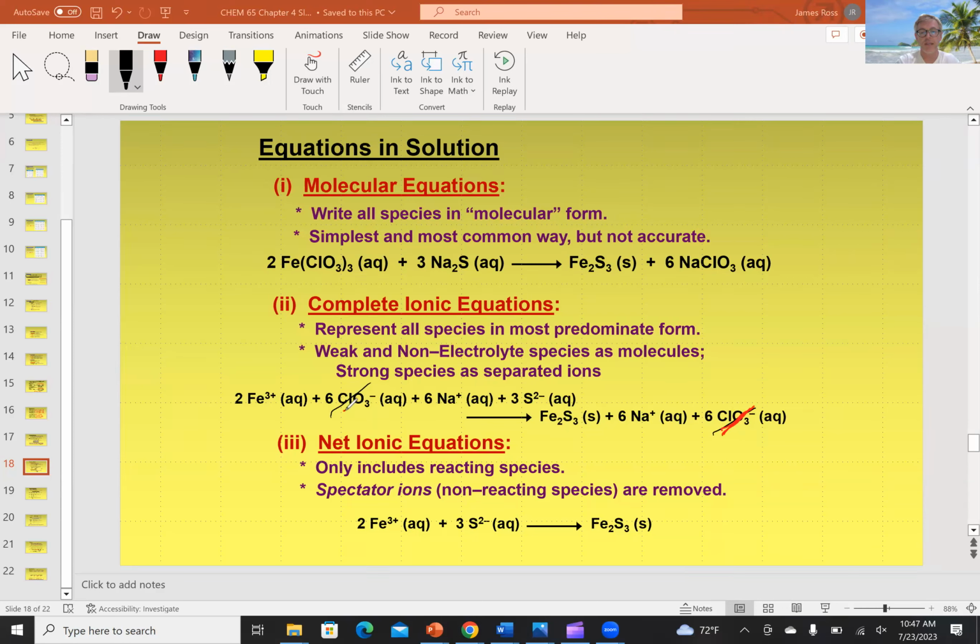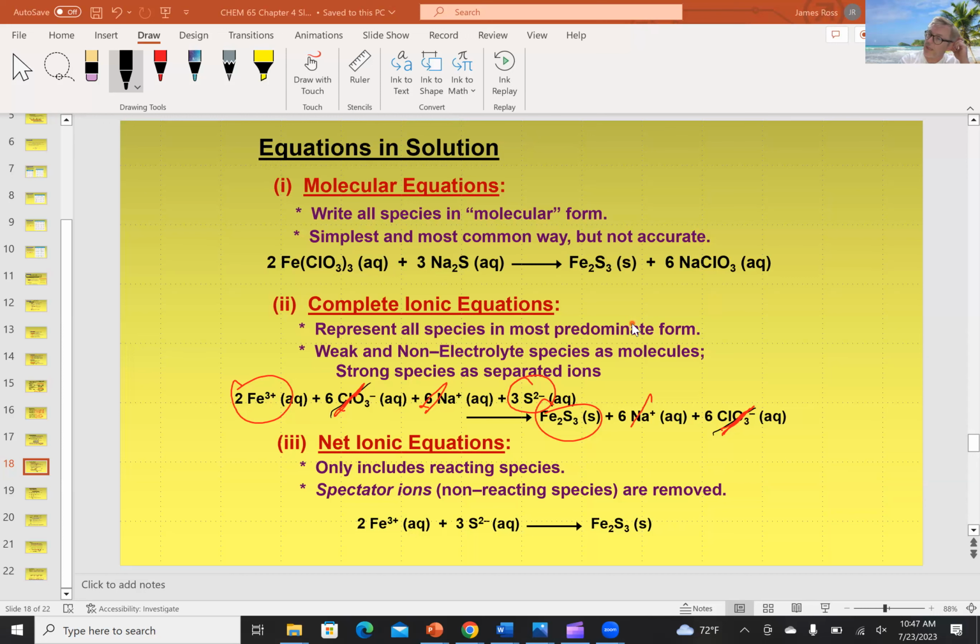So I can cancel chlorate on both sides. I can cancel sodium on both sides because it's common. And what I'm left with is iron 3 sulfide as a reactant and iron 3 sulfide as a product. So I write that as a net ionic equation as shown.